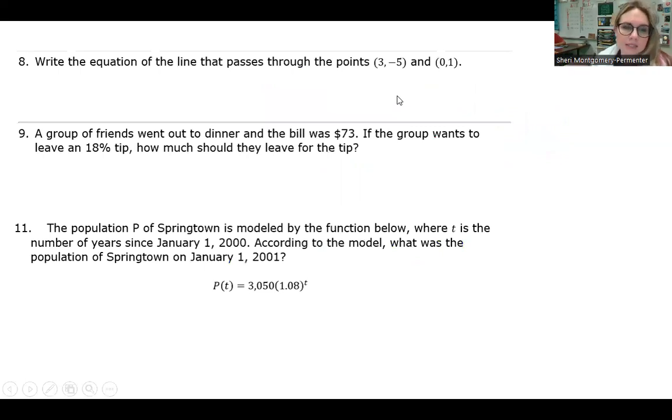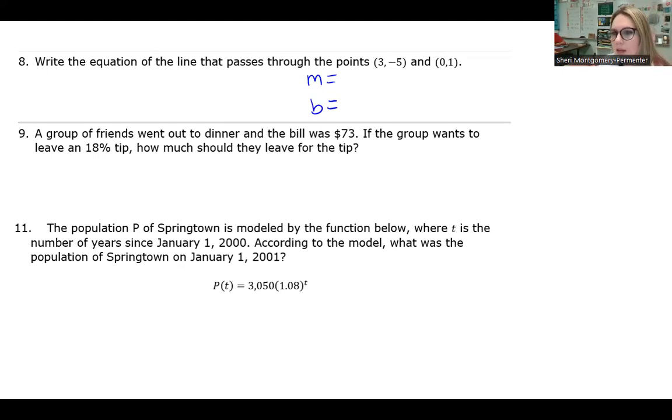The next question says, write the equation of the line that passes through the points 3, -5, and 0, 1. On TSI, they don't give you a grid for this, but you can always get one. Back where I have the corrections in the little baggie, there's little graphs, but you can also just sketch one. It's not that difficult. To write the equation of a line, we need two things. We need to know a slope and we need to know a y-intercept.